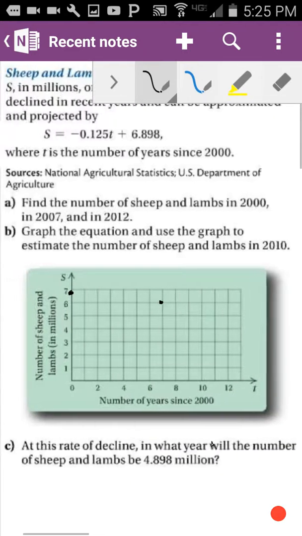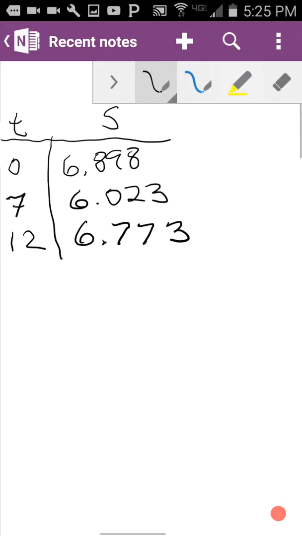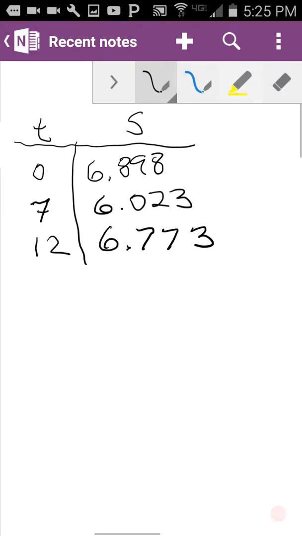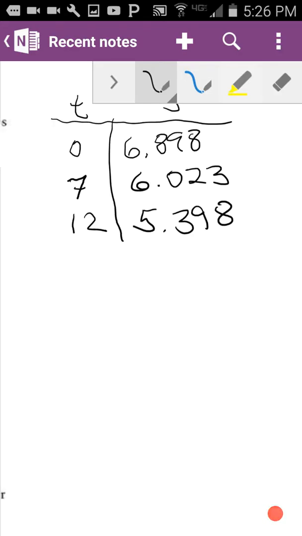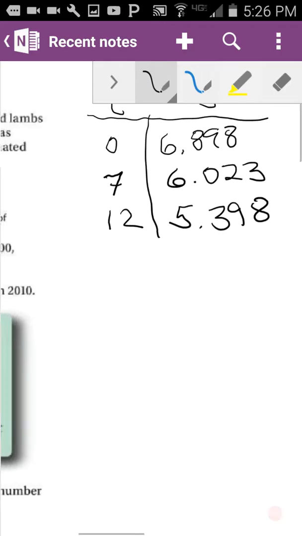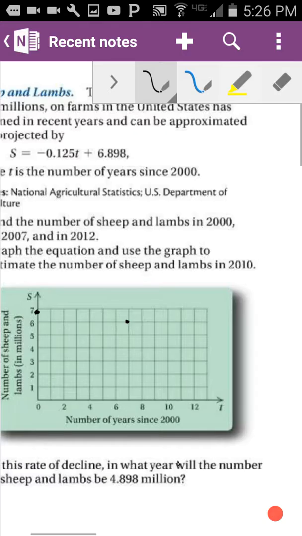And then when t is 12, we have, that can't be right. Let me fix that. The correct number is that when t is 12, in the year 2012, there will be 5.398 or 5.4, which is almost 5.5. So at t equals 12, we go up to 5 and come almost halfway up, and we plot that point. So we have 3 points, and they look like they're all on the same line, so we draw that line. I have no ruler, so I'll do the best I can.